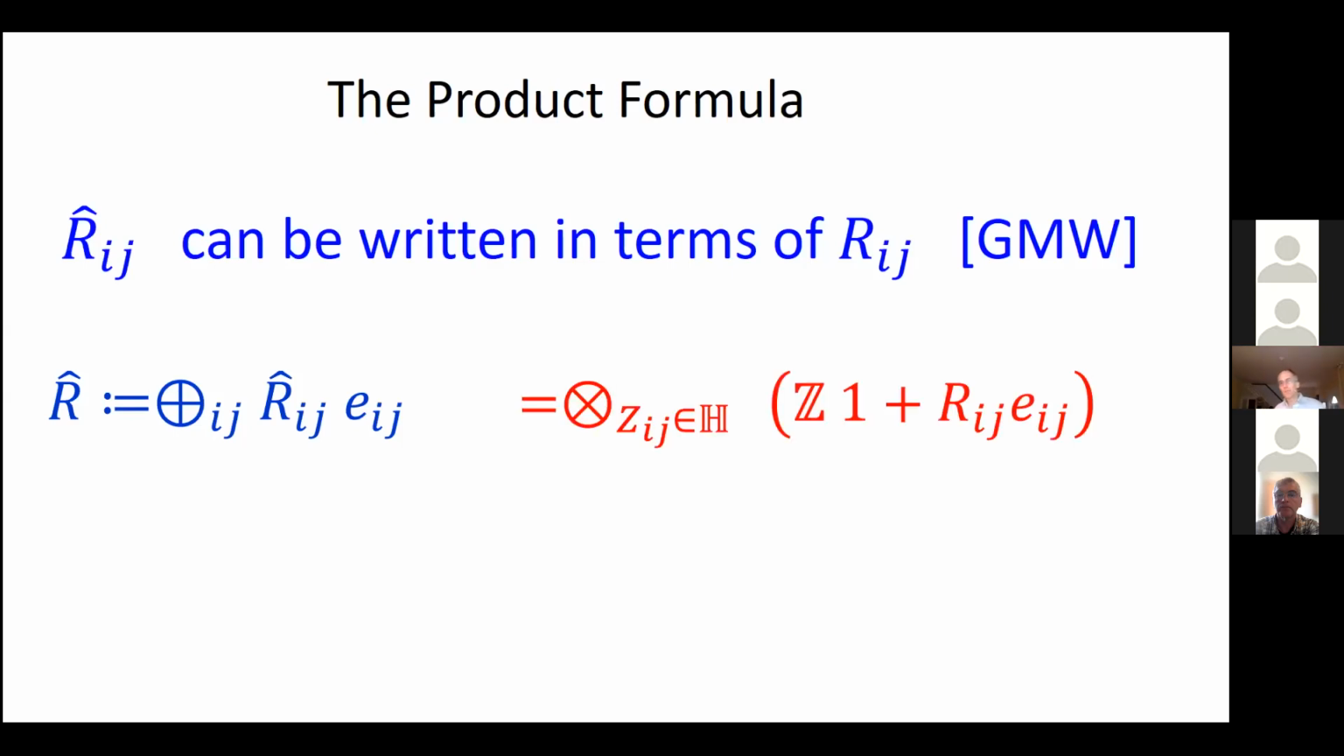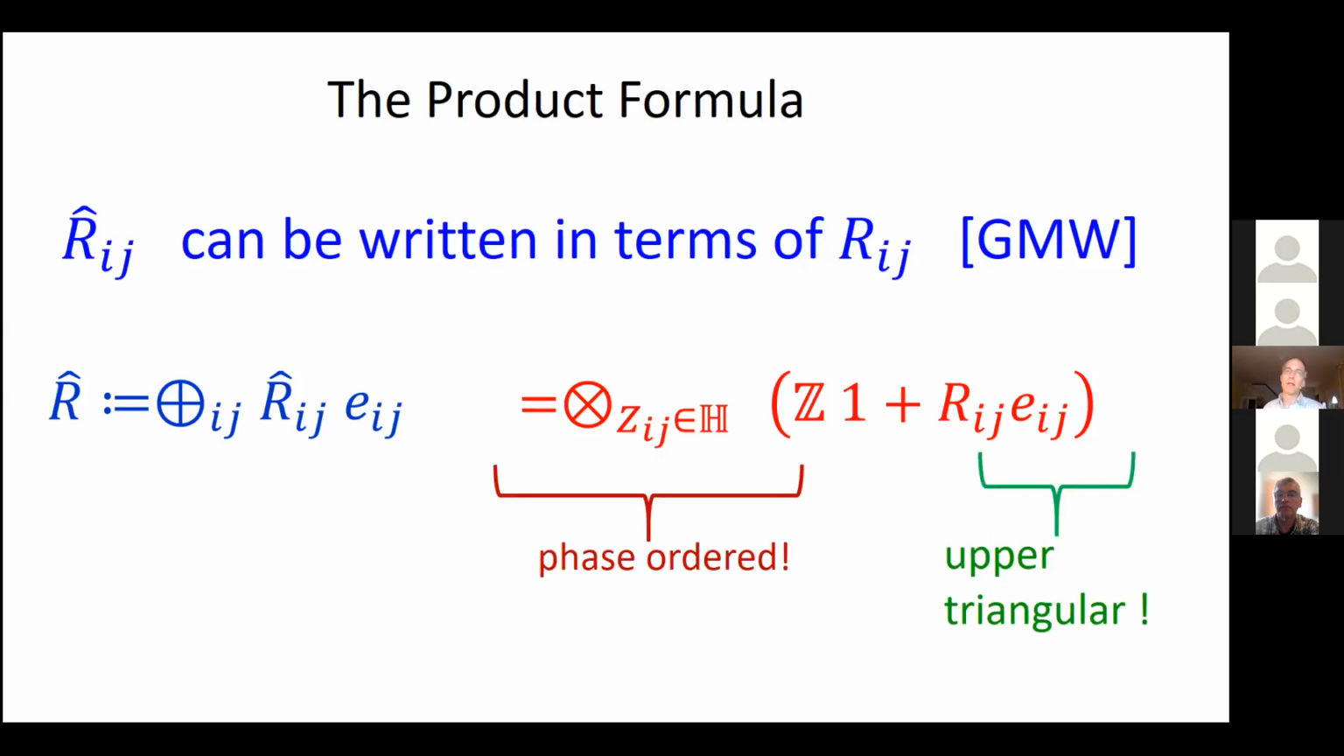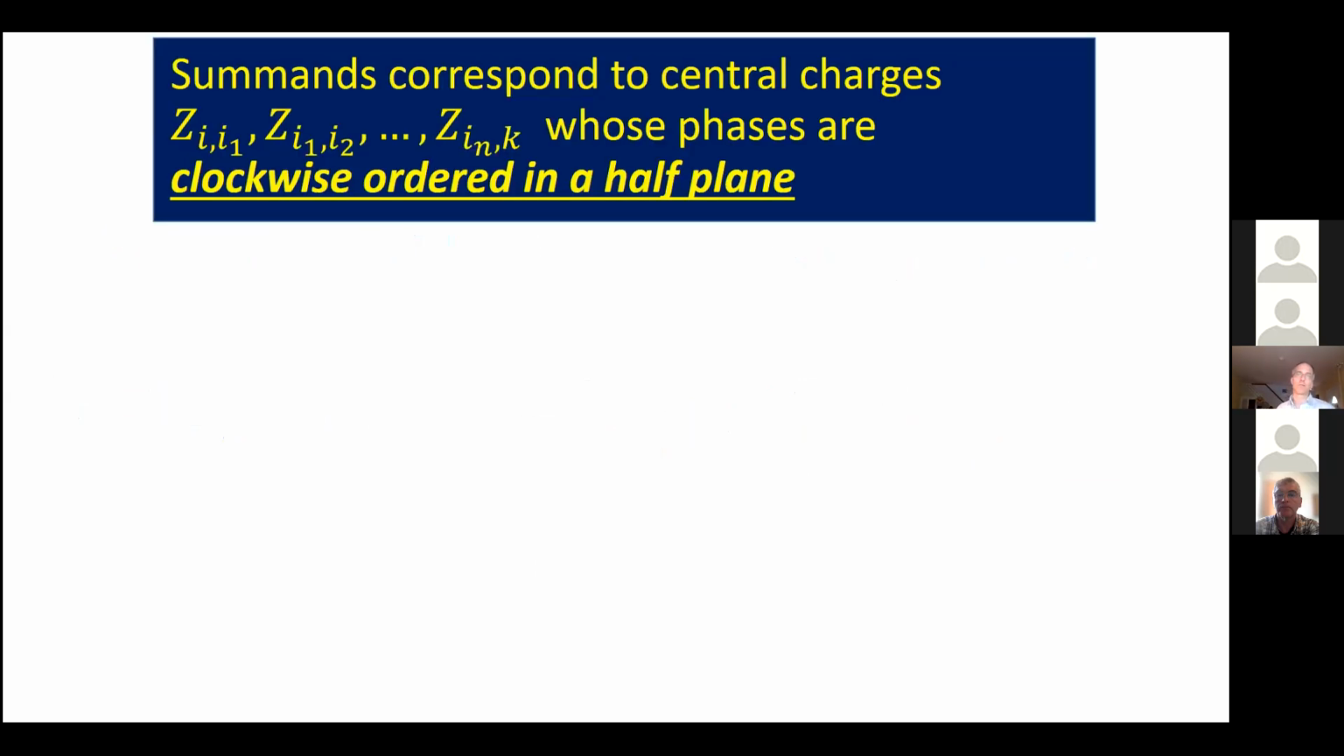And I claim it's a product of elementary factors. It's a product of elementary factors associated with pairs ij, I not equal to j, such that zij lives in the half plane in question. And the elementary factor is just the trivial complex z times the unit matrix plus rij, the MSW complex for solitons, times eij. Now, because zij lives in the upper half plane, this is an upper triangular matrix, and these matrices don't commute, so we have to phase order them as before.